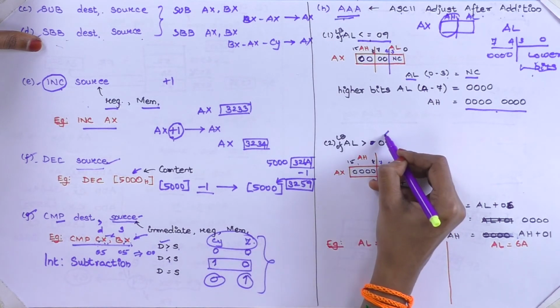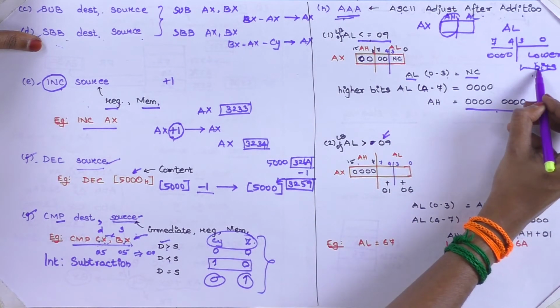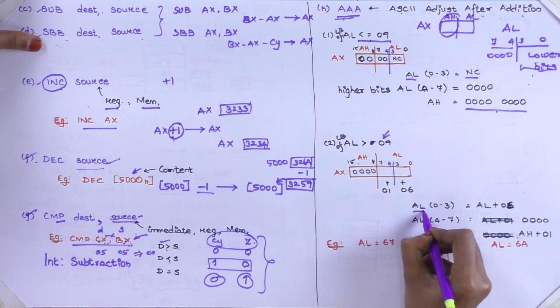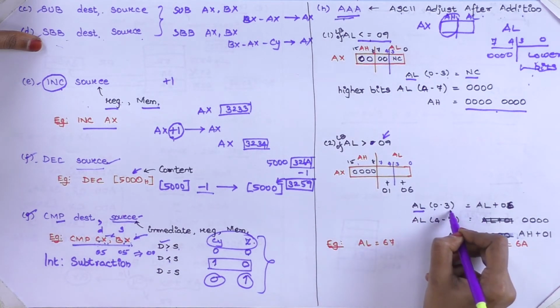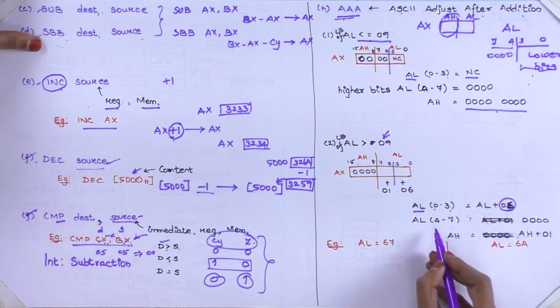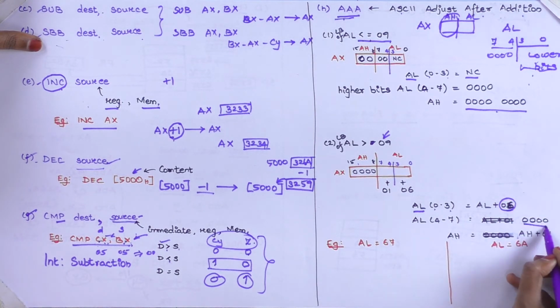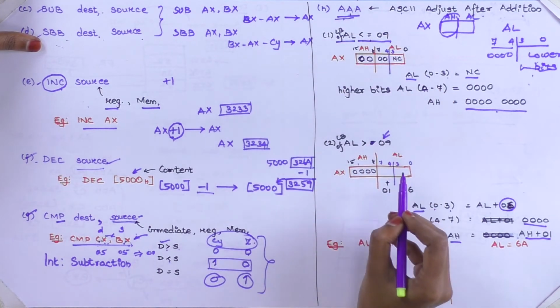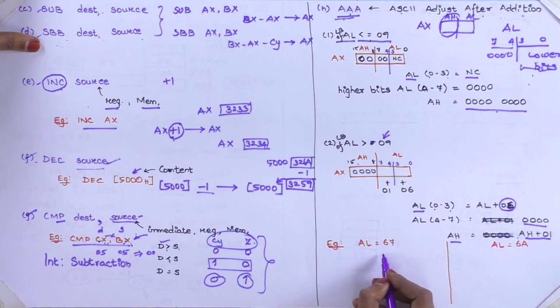In the other case, if the lower bits of AL are greater than 9, the value in the lower bits 0 to 3 will be added with the value 6. Then bits 4 to 7 will become 0 and AH will be incremented by 1. So this is what will happen if you use this instruction; it will check the lower bits of the AL register. We will look at an example now.